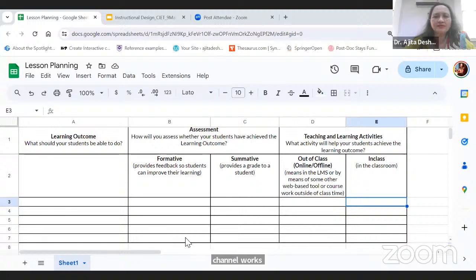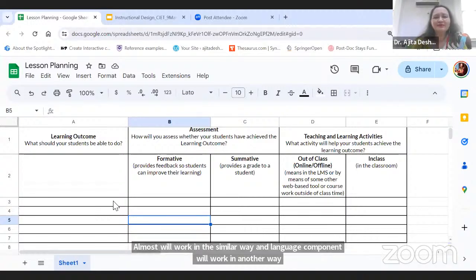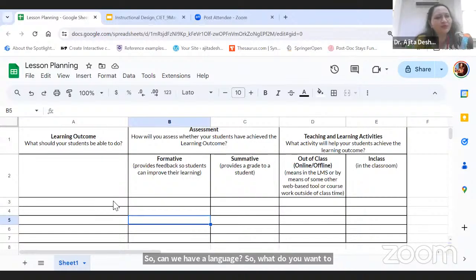Yeah, we'll do one by one, science and language subject, please. Okay. So can we first start with language? So yes, we'll go to science and we'll go to language. So science and social sciences and maths almost will work in a similar way, and the language component will work in another way. So since language subject, please. So can we have a language? So what do you want to teach? Grammar or vocabulary? Math is also, yes, we'll do.